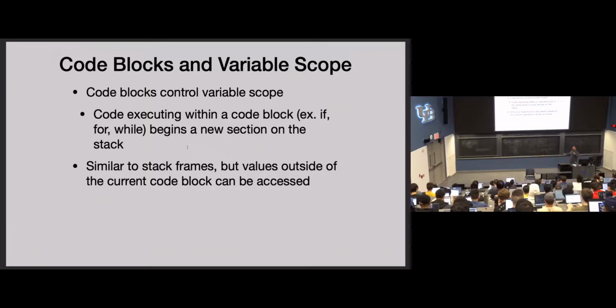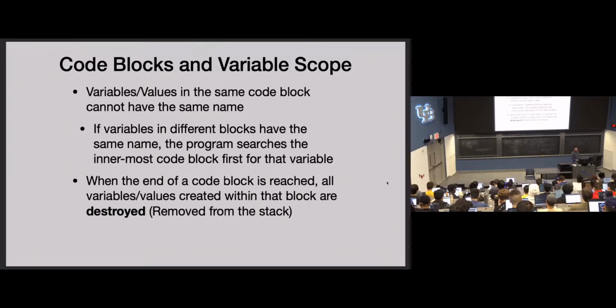With the exception of method curly braces, that is a code block, but in memory we treat it a little different because it creates a new stack frame. But with the exception of the method code blocks, every other code block is going to create a code block in our memory diagram, which is going to be similar to a stack frame, but a little bit different. So the big difference is that we can jump across code blocks. We can access variables that are declared outside of the current code block. And it's very important that we can.